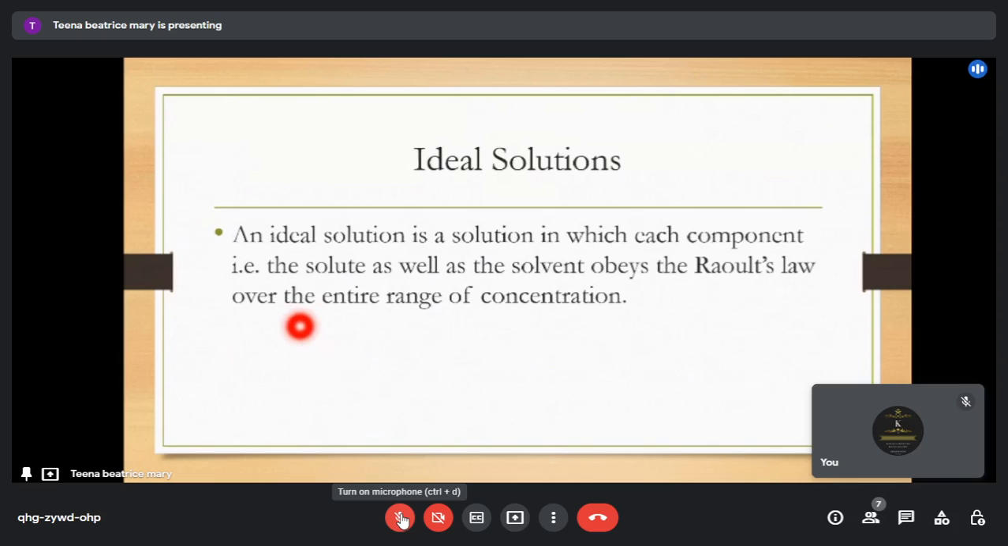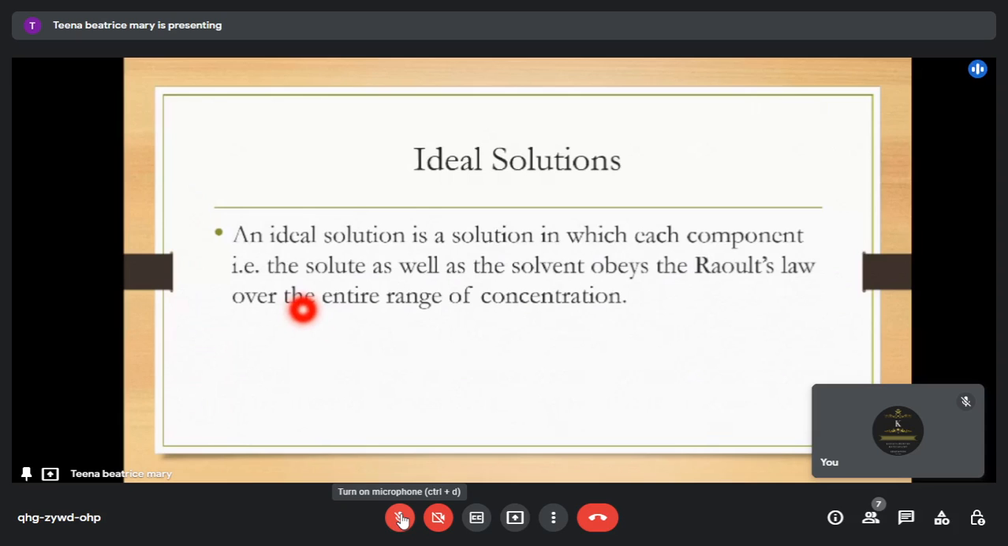What is Raoult's law? So can anyone state Raoult's law? What did we learn about Raoult's law? Relative lowering of vapor pressure is equal to the mole fraction of solute. Okay. Any solution that obeys this law is said to be an ideal solution.